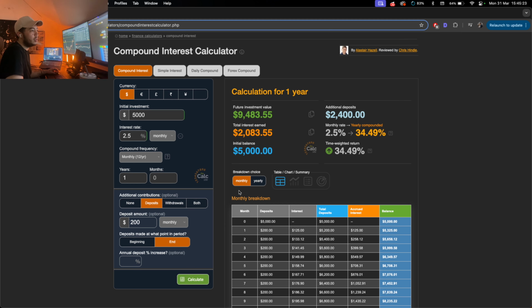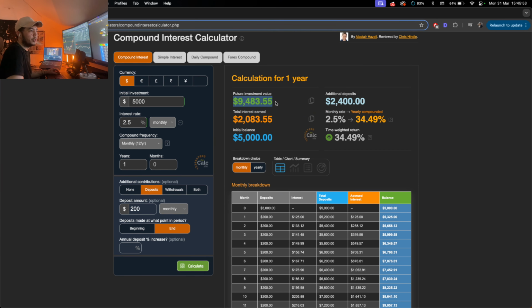So here you can see the total interest earned would be $2,000. So that's how much you would make. If you deposited $200 every month, you would have deposited a total of $2,400. You would actually gain on the realized gains $2,000. So that's not overly interesting. So you can see future investment value, you would be ending the year with $9,400. So you've essentially doubled your capital in the first year.